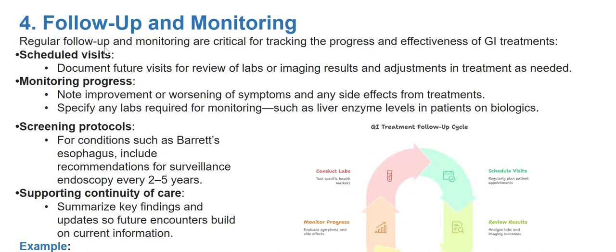Follow-up and monitoring. Regular follow-up and monitoring are critical for tracking the progress and effectiveness of GI, gastrointestinal, or gastroenterology treatments. Scheduled visits: document future visits for review of labs or imaging results and adjustments in treatment as needed, monitoring progress, noting improvement or worsening of symptoms, and any side effects from treatments. Specify any labs required for monitoring, such as liver enzyme levels in patients on biologics. Screening protocols for conditions such as Barrett's esophagus include recommendations for surveillance endoscopy every 2 to 5 years.